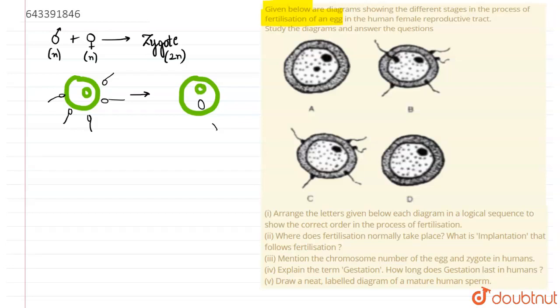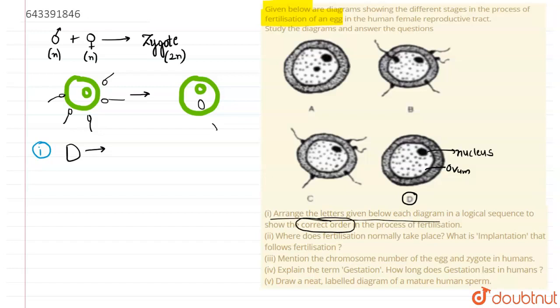All right, so let us write the first question and read it. Arrange the letters given below each diagram in a logical sequence to show the correct order in the process of fertilization. So we have to identify the correct order, that means whether A comes first or B comes first. See, in the diagram D, it is shown that this is an ovum and this is its nucleus. So D would be coming first.